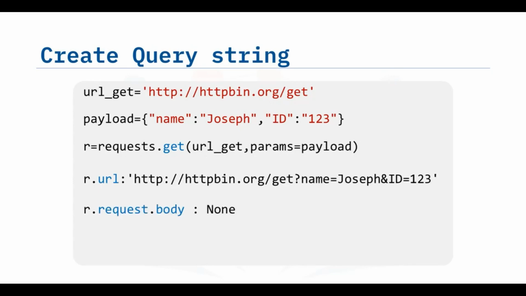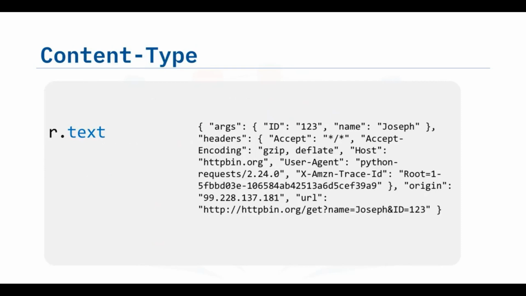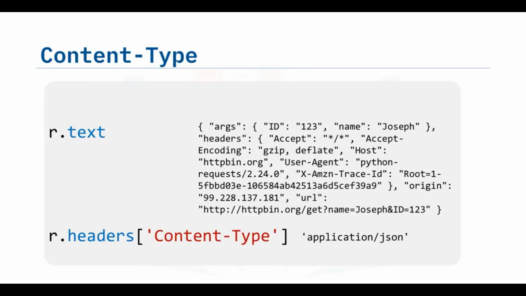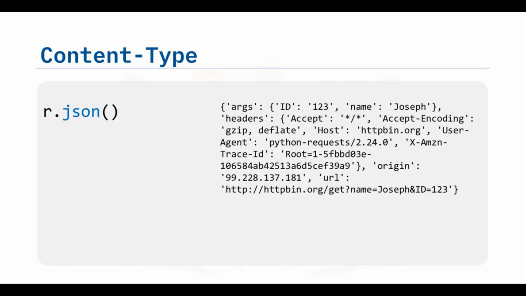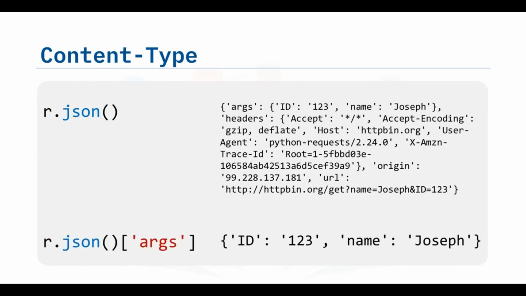We can see the request body. As the info is sent in the URL, the body has a value of none. We can print out the status code. We can view the response as text, and we can look at the key content type to look at the content type. As the content type is in the JSON, we format it using the method JSON. It returns a Python dict. The key args has the name and values for the query string.